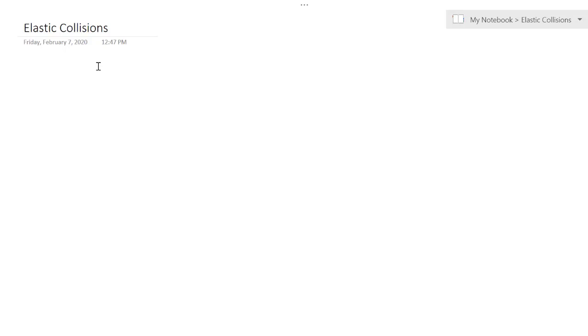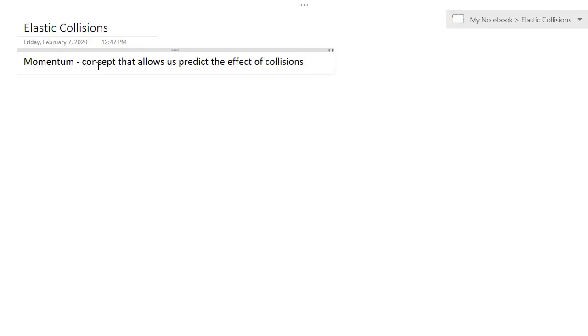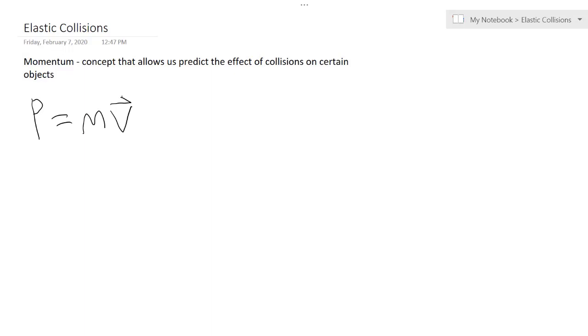To introduce elastic collisions, we first have to introduce what momentum is. As an informal definition, we could say it is a concept that allows us to predict the effects of collisions on certain objects. Formally, we define momentum as P, and it's equal to the product of mass and velocity. Because velocity is a vector, momentum will also be a vector, and it has units of kilogram meters per second.